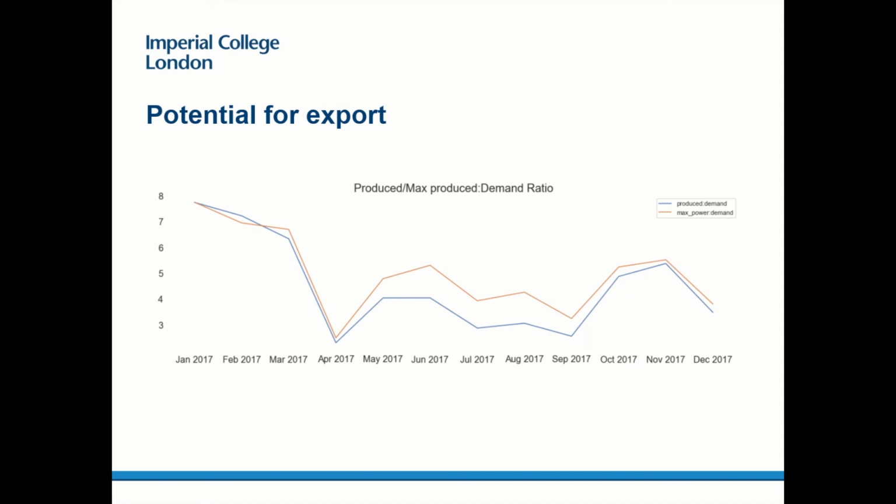This chart illustrates the monthly ratio of power production to demand over 2017, both in terms of actual production and in terms of the maximum that could be produced given actual point-in-time wind speeds and the turbine's maximum capacity. It assumes there are a total of 21 turbines in Orkney and that all of them have the same capacity. Since production is multiples larger than demand, there is evidently potential for exporting surplus supply.